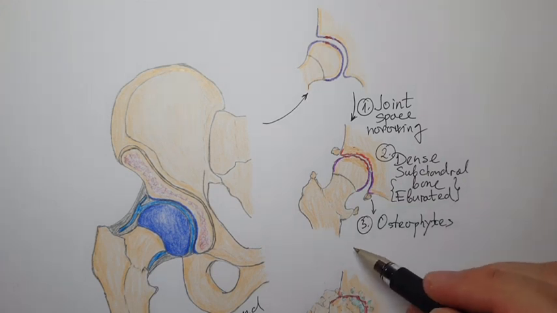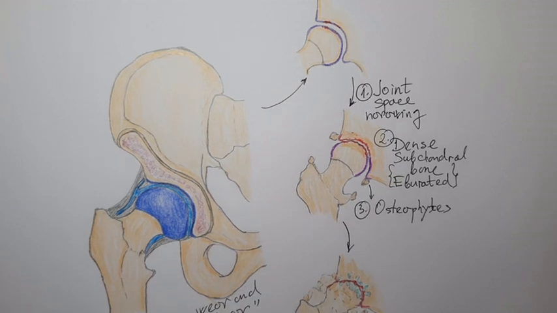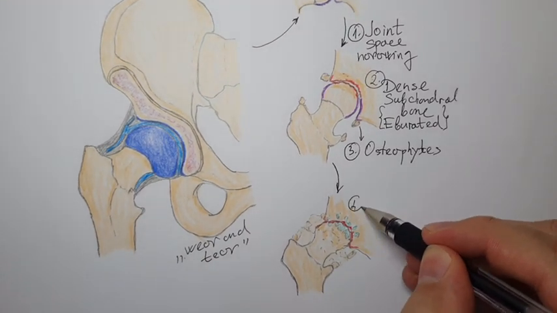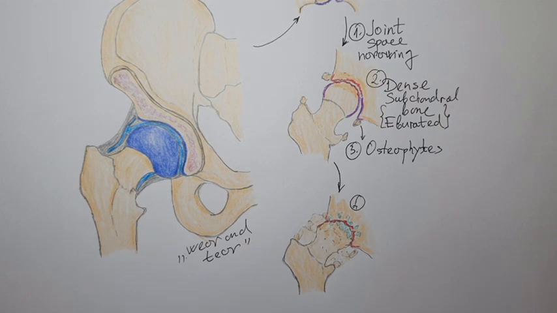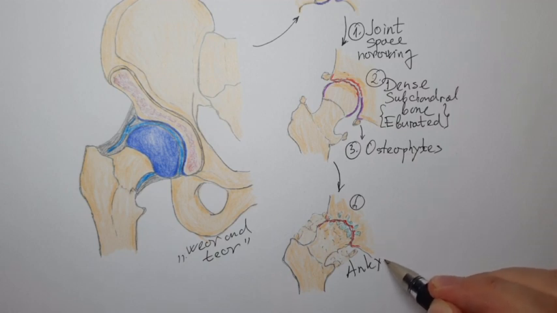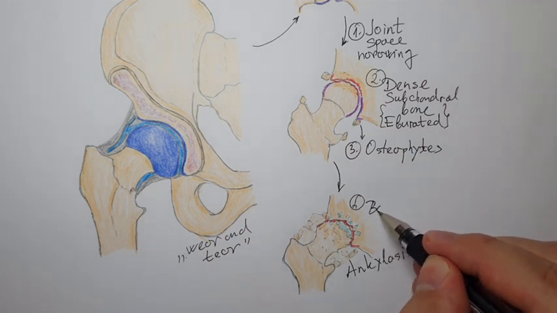Then, as this destruction develops over the years, the subchondral bone can become even thicker. The joint space narrowing can be very severe and can lead to joint fusion, which is also called ankylosis. Here we also have the formation of bone cysts.